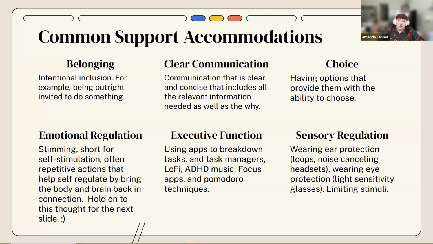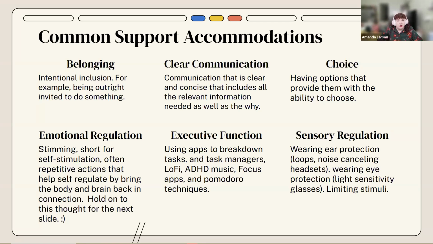For emotional regulation, stimming, which is short for self-stimulation, often repetitive actions that help self-regulate and bring the body and brain back into connection. So I mentioned at the beginning that I have my little Nido cube and I'm squeezing it. That's a form of stimming. Hold on to this thought though for the next slide. We're going to talk a little bit more about that.